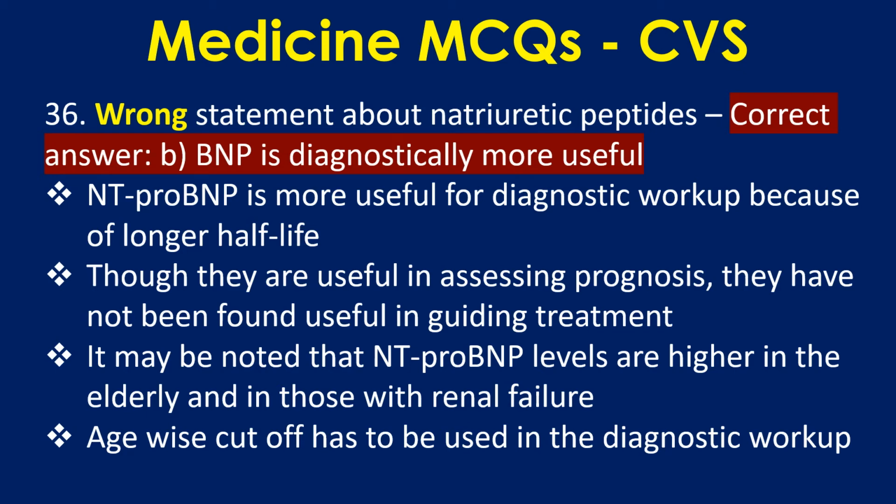NT-proBNP is more useful for diagnostic workup because of longer half-life. Though they are useful in assessing prognosis, they have not been found useful in guiding treatment. It may be noted that NT-proBNP levels are higher in the elderly and in those with renal failure. Age-wise cutoff has to be used in the diagnostic workup.